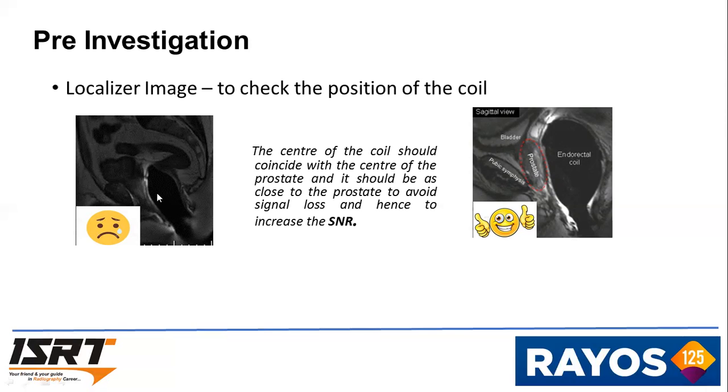Here we can see the endorectal coil is here and the prostate gland is here. The prostate gland is not in the center of the endorectal coil. This coil has to be inserted little more. Here we can see the prostate gland is here, endorectal coil is here, and the prostate gland is almost in the center of the endorectal coil, and it is very close to the endorectal coil. Then minimal signal loss will be there. Then a higher SNR we can have.